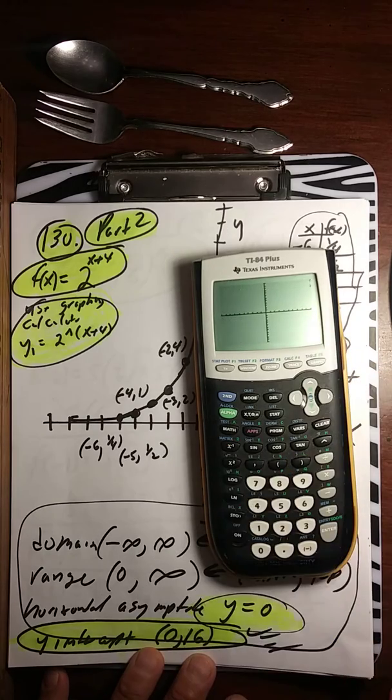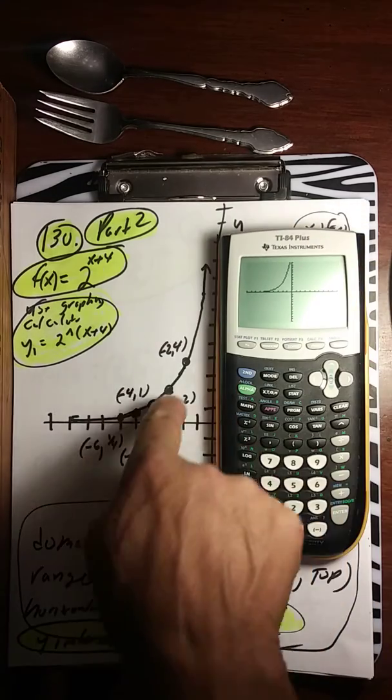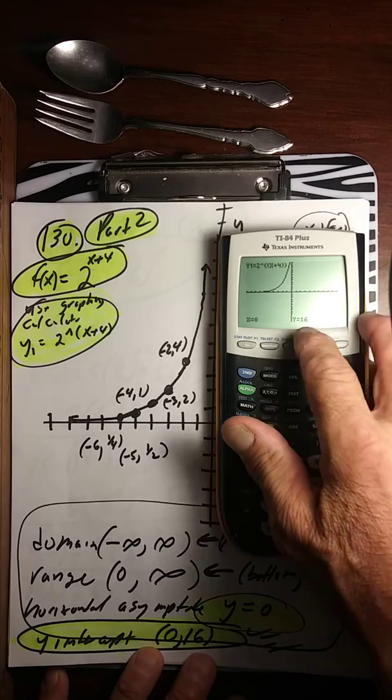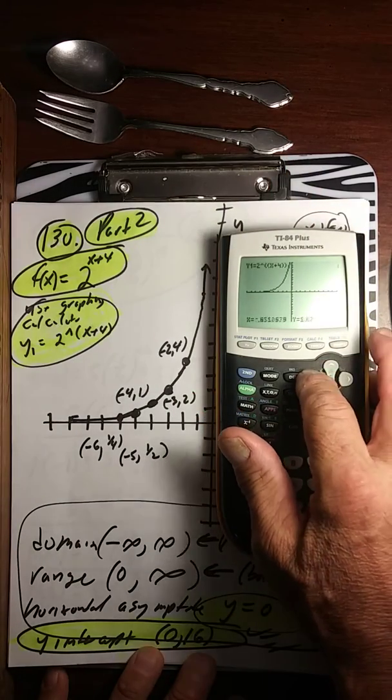Let's do it. It goes low, up. From here, goes up, like that. Do a trace if you want to, get some numbers. 0, 16 says way up there somewhere. Go to the left, you get more numbers.